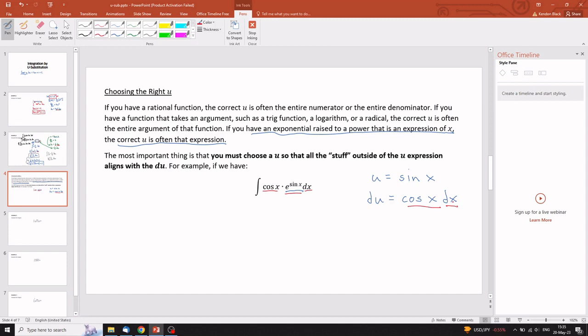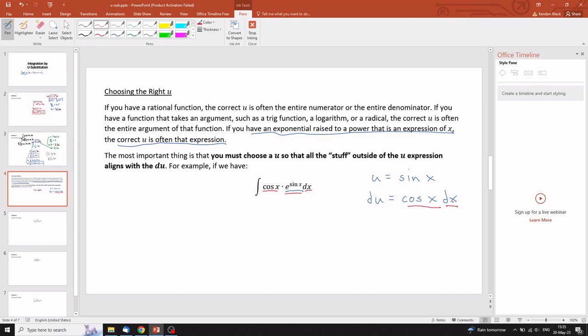If that stuff doesn't line up, that means you didn't choose the correct u, or, and this is why it gets a little bit complicated, sometimes not everything will line up and the problem will still work. We just have to use a more advanced technique, which I'm going to show you in the next video. The next video will be U-substitution with some more advanced problems.